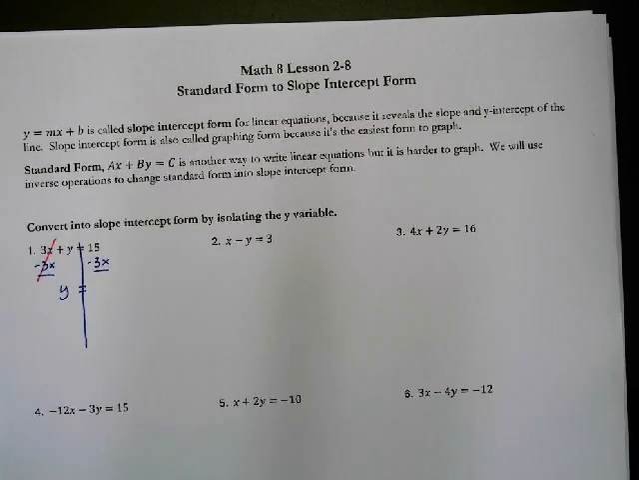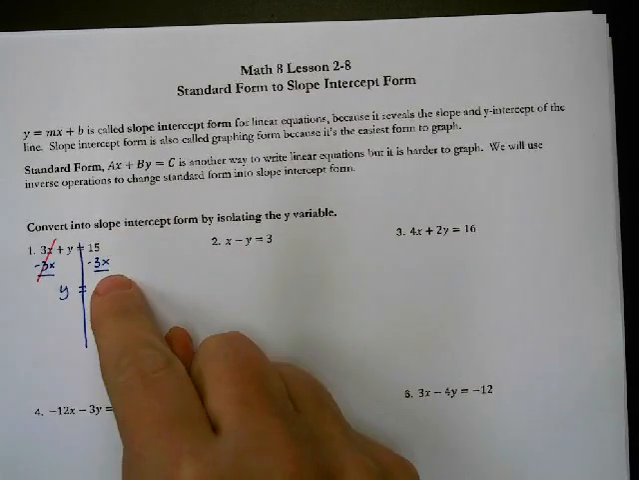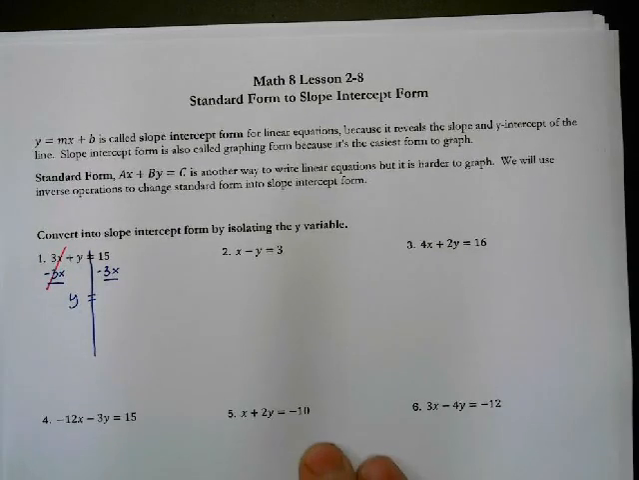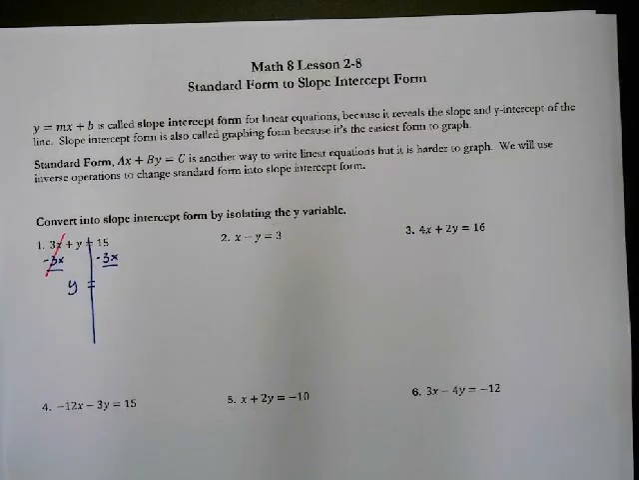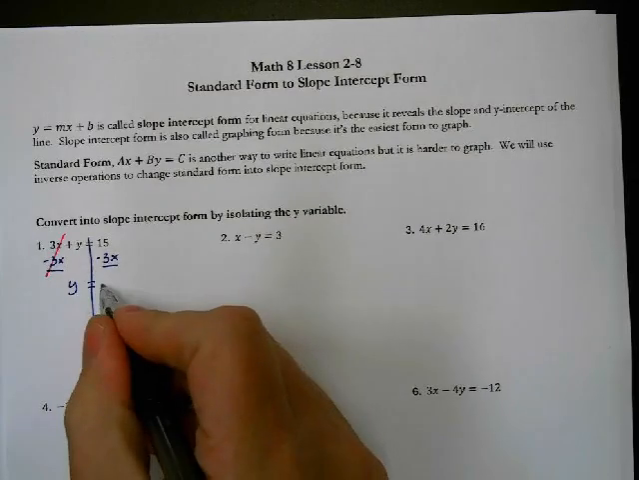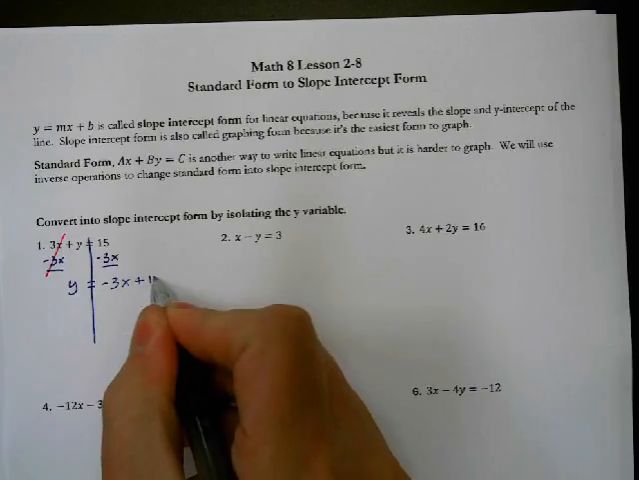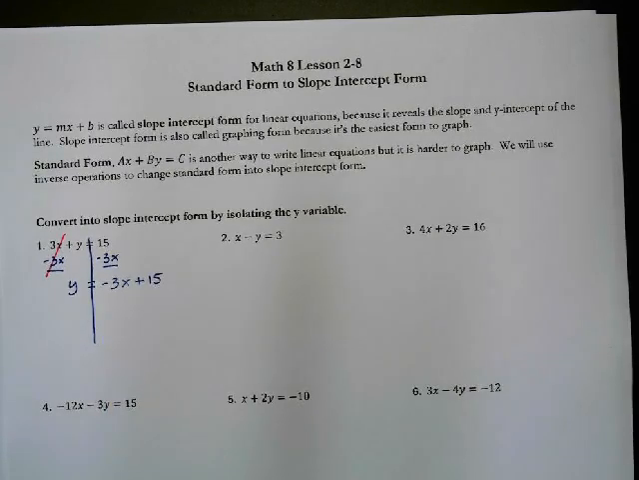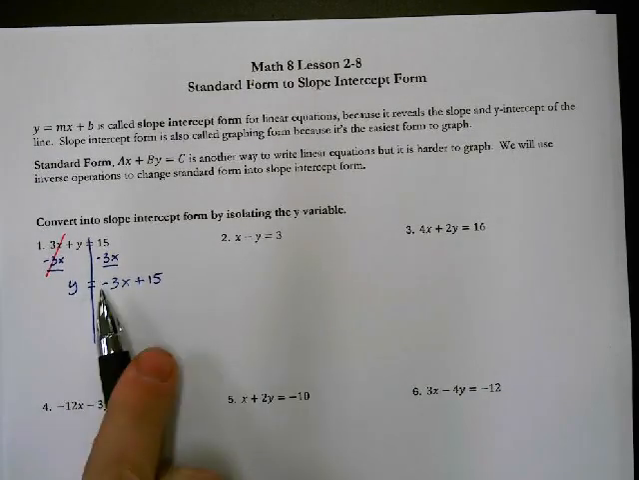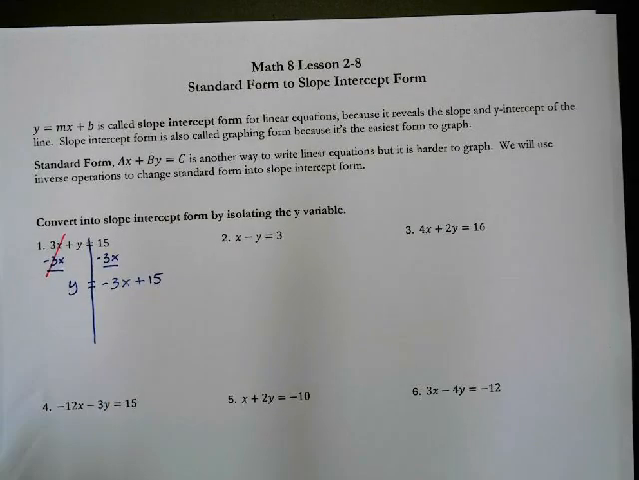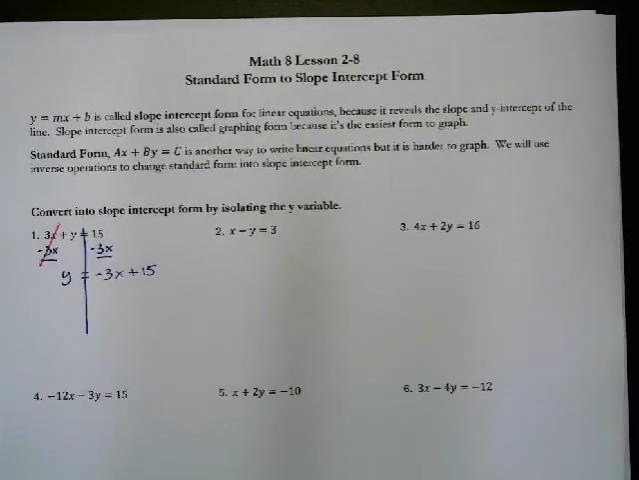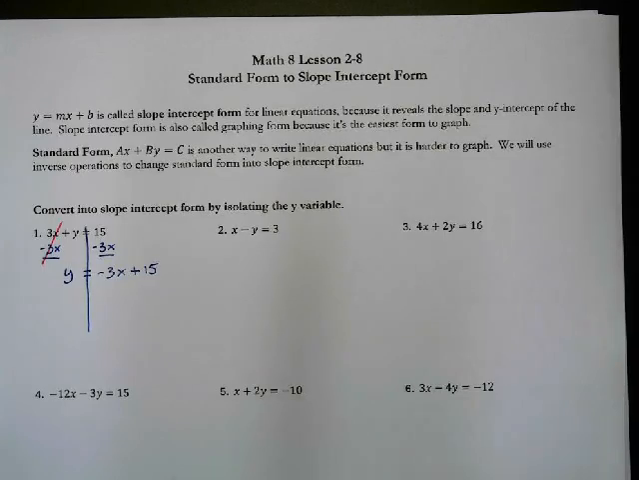Now, what do I have on the other side? I've got 15 and negative 3x. Can I combine those? No, they're not like terms. So I can't combine them. So I'm going to write negative 3x first and positive 15 second. It is now in slope-intercept form. Slope is negative 3, y-intercept is 15, and there's much rejoicing. Next one.